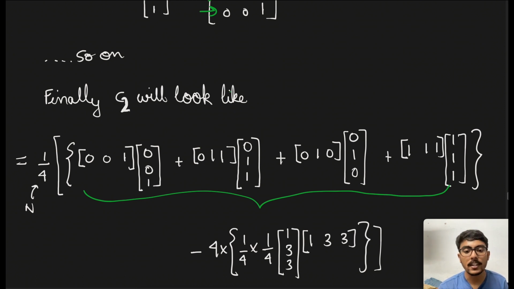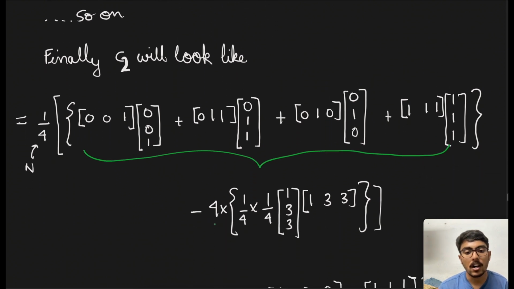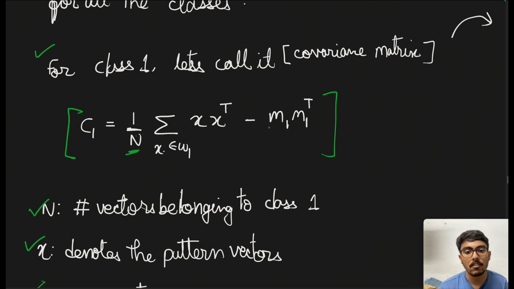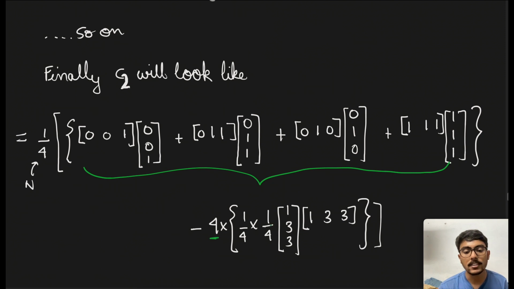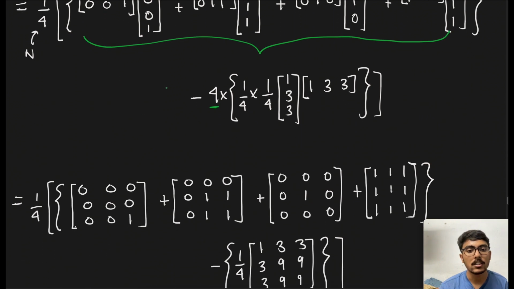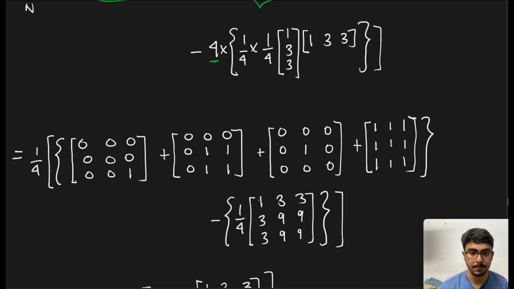Once we do that, we need to subtract the m m transpose part. I have multiplied it by 4. Why 4? Because, as you can see, it will occur 4 times: the summation is over omega 1 and there are 4 pattern vectors. And since we are multiplying m two times, there will be 2 times 1 by 4 here. This is the mean vector that we calculated previously, and once we multiply these, we will get these matrices, and here we will get this matrix.